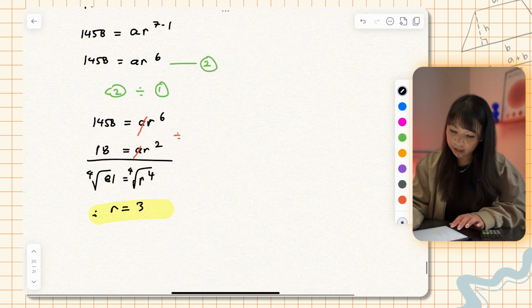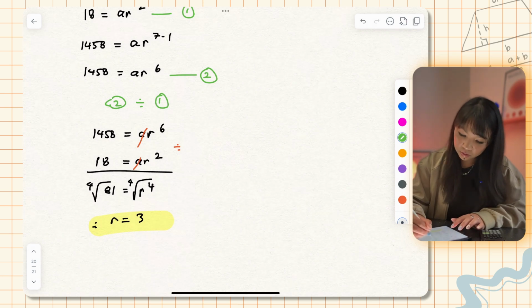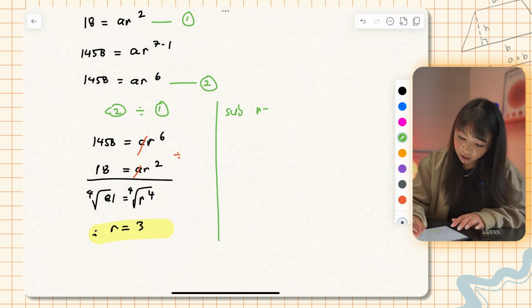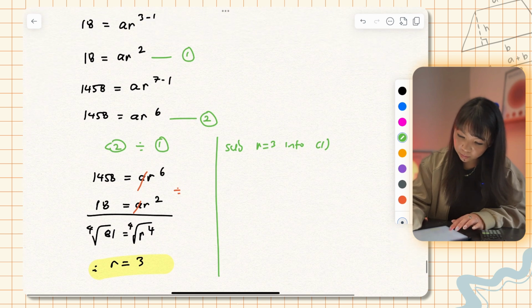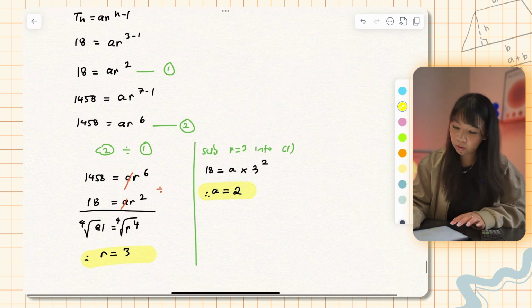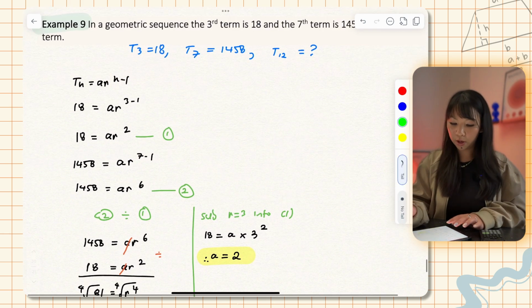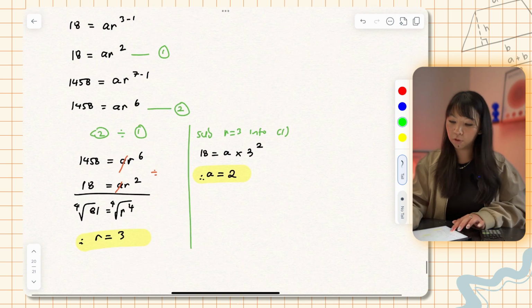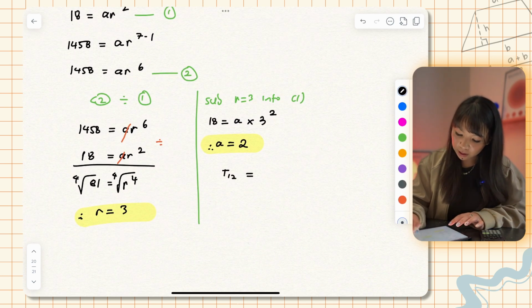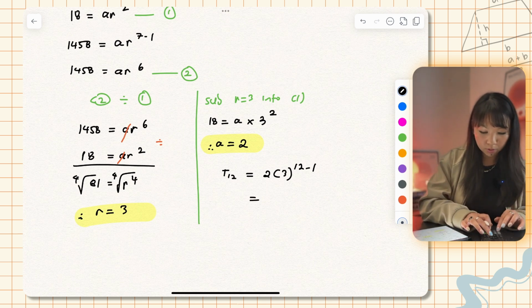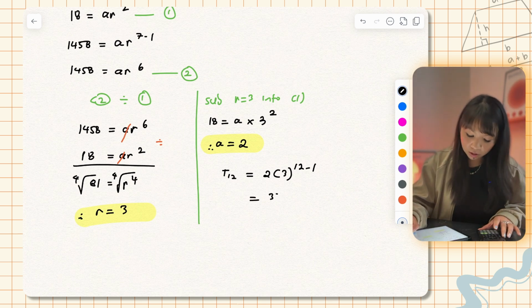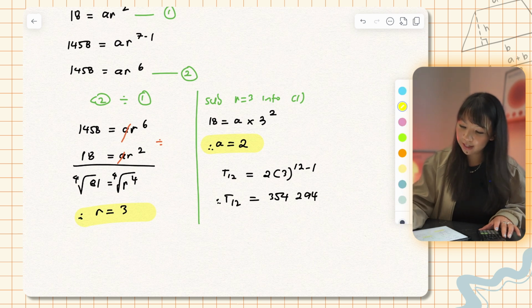We can very easily find A. So now I'm going to substitute R equals 3 into equation 1. We get 18 equals A times 3 squared, or A is equal to 2. Okay. Now let's make sure we answer the question. It says find the 12th term. So if I want to find T12, it's going to be AR to the power of n minus 1, 2 times 3 to the power of 11, which is going to be 354,294. Yay!